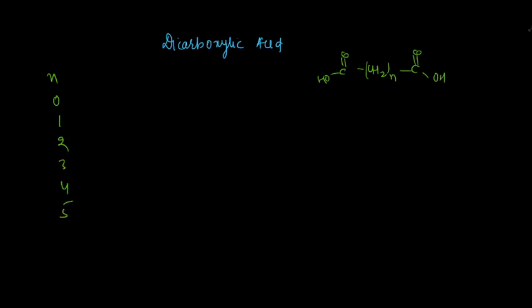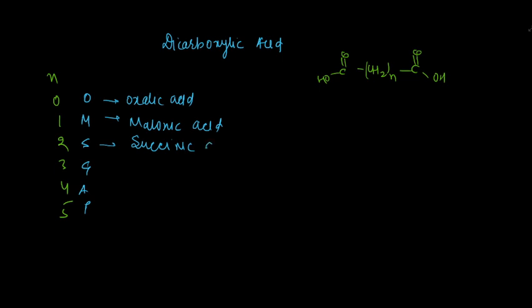How do we remember their names? We remember their names using OMSGAP. O stands for oxalic acid. M stands for malonic acid. S stands for succinic acid. G stands for glutaric acid. A stands for adipic acid. And P stands for pimelic acid.